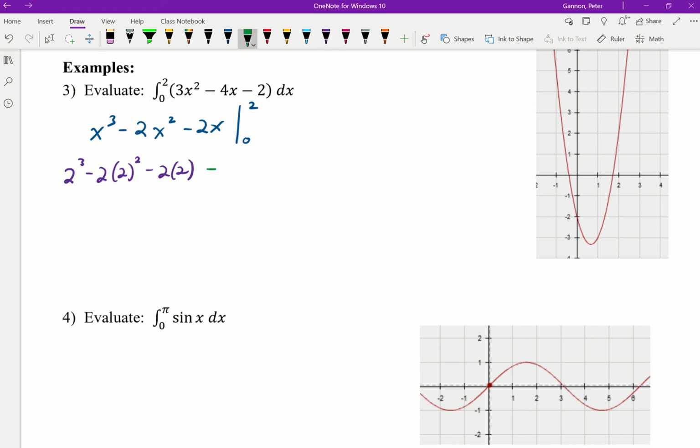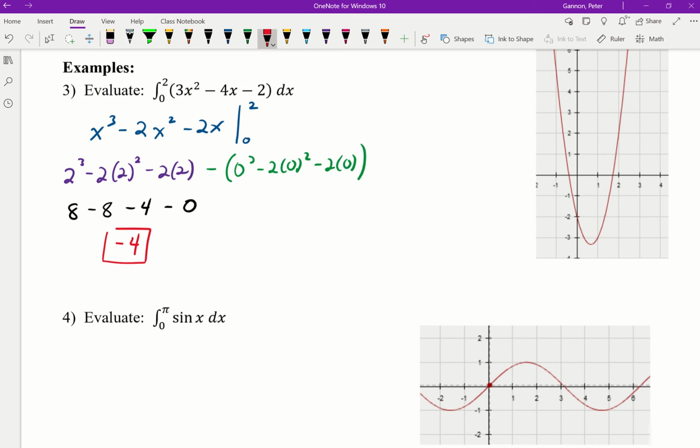And then we're going to subtract the antiderivative at 0, which I'm going to write out so you guys can see it, but it's 0 cubed minus 2 times 0 squared minus 2 times 0. That whole thing simply becomes 0. As we look at this, 2 cubed is 8 minus 2 squared is 4 times 2 is 8. Those will cancel. You've got negative 2 times 2, which gives us negative 4, and then minus 0. And when we simplify that together, we simply get negative 4. So that integral is negative 4.